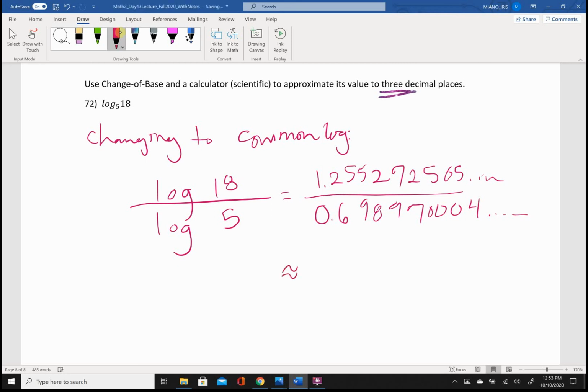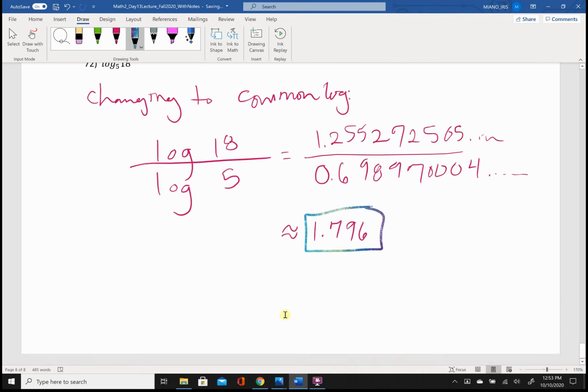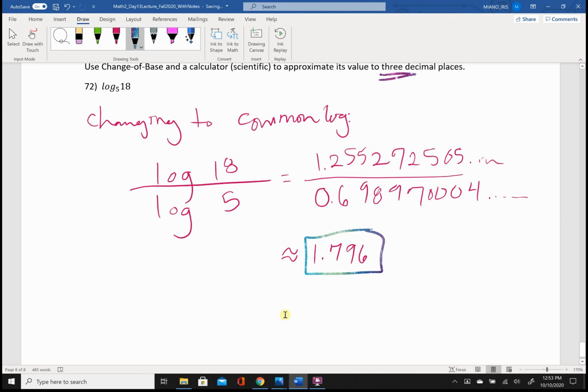Regardless, you should get something around, going to 3 decimal places, 1.796. And if you got something really close but not right, then that means that you're experiencing some round off error and you just need to take more significant figures of the pieces that you're using before you make the division happen. Okay, that is it for today.